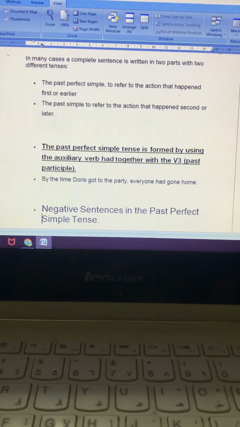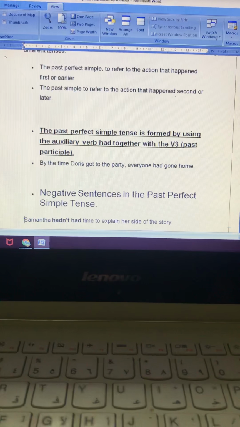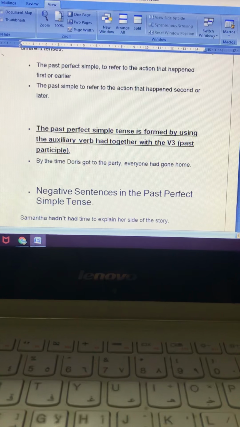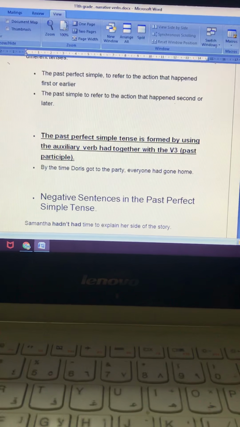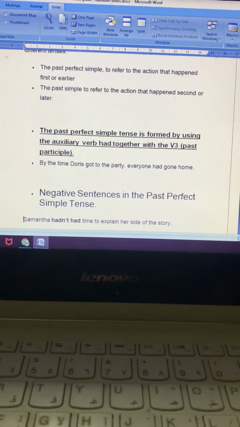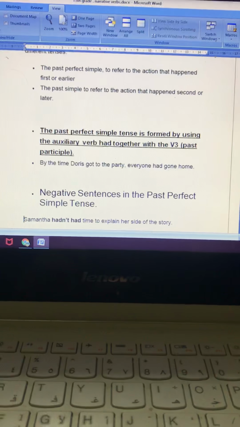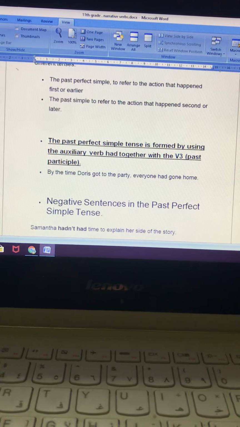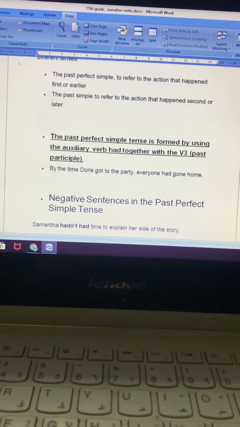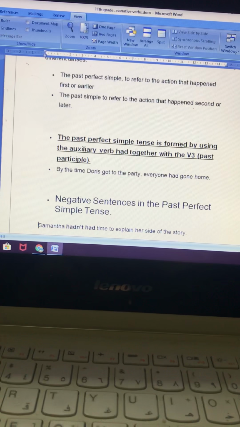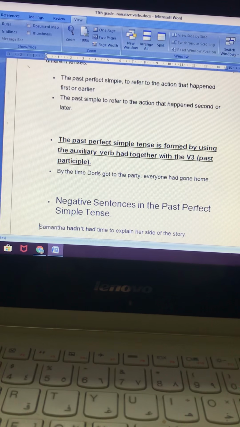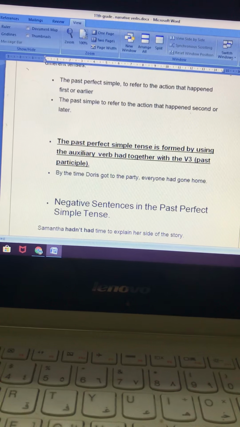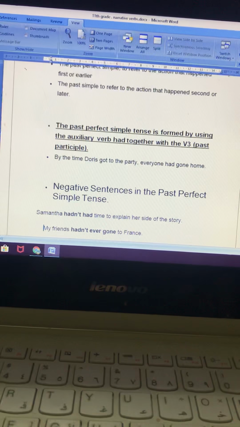How to form the past perfect? You only need to add the auxiliary had with the verb 3. For example, by the time Doris got to the party, everyone had gone home. We have had gone as the past perfect and the keyword by the time. We're gonna discuss the keywords later in a bit, but we have the past perfect had gone, which is had plus verb 3.